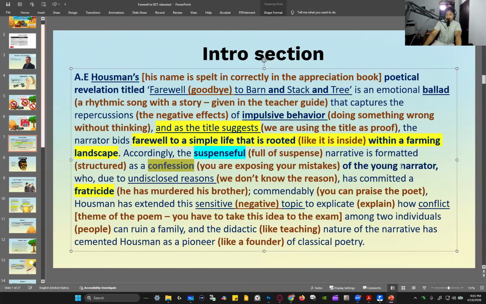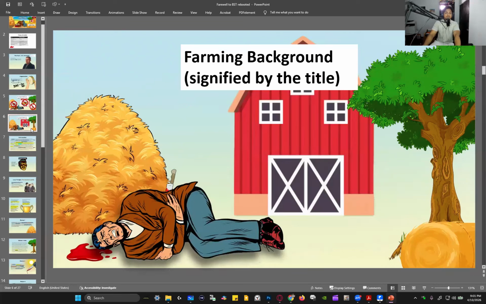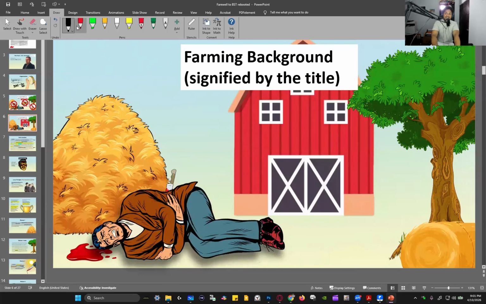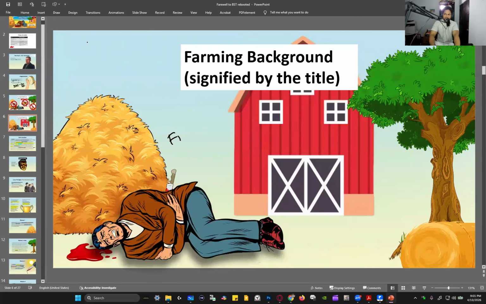Confession of the young narrator who, due to undisclosed reasons, has committed a fratricide. Hey, what do you mean by fratricide? Killing a brother. What is the word? It's called fratricide. If you want, you can write it down. Very important.